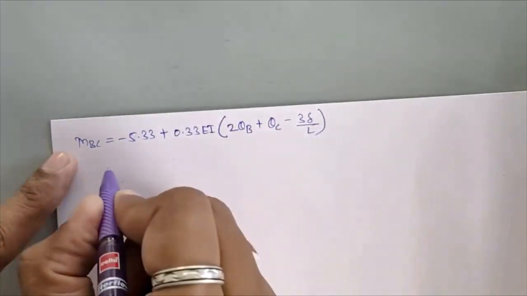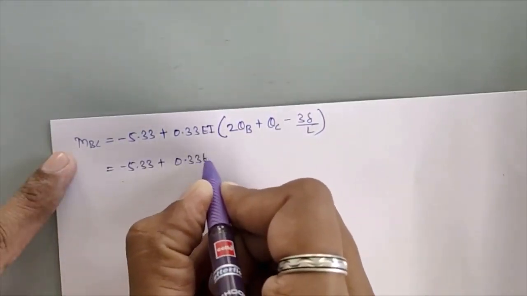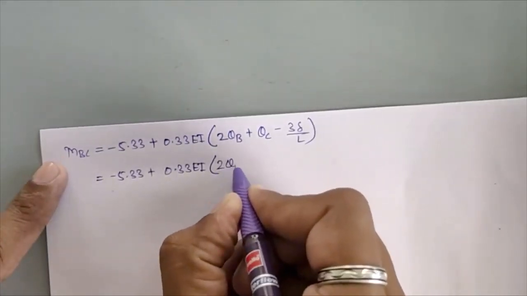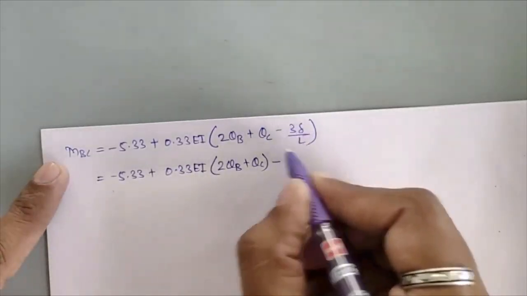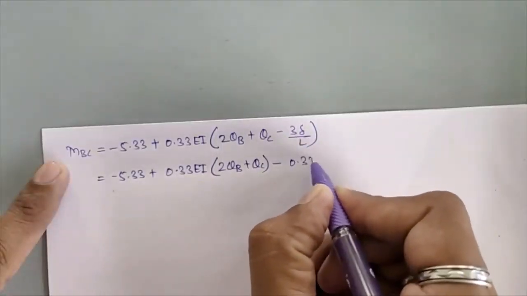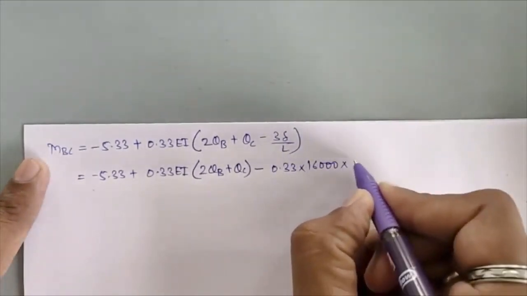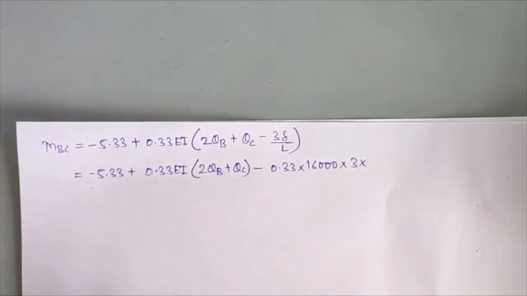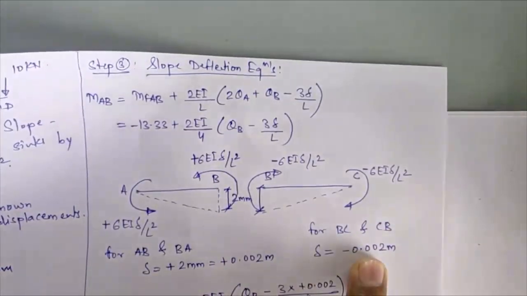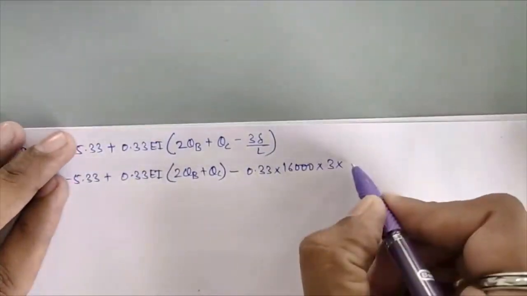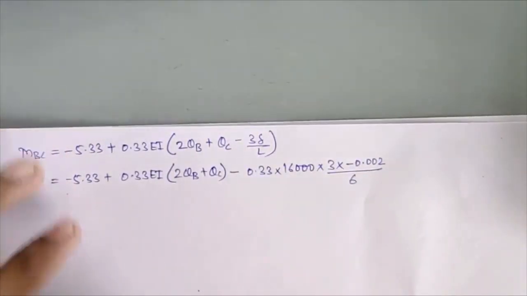So we'll substitute the delta value here: minus 5.33 plus 0.33 EI into bracket 2 theta B plus theta C minus, I multiply this 0.33 EI to this 3 delta upon L term, so that becomes 0.33 into EI value, which is given as 16,000, into 3 into, now the delta value for member BC we have seen over here, for BC and for CB you have to substitute that delta value equal to negative 0.002, so I substitute that value over here, minus 0.002 divided by length of member BC, which is given as 6.